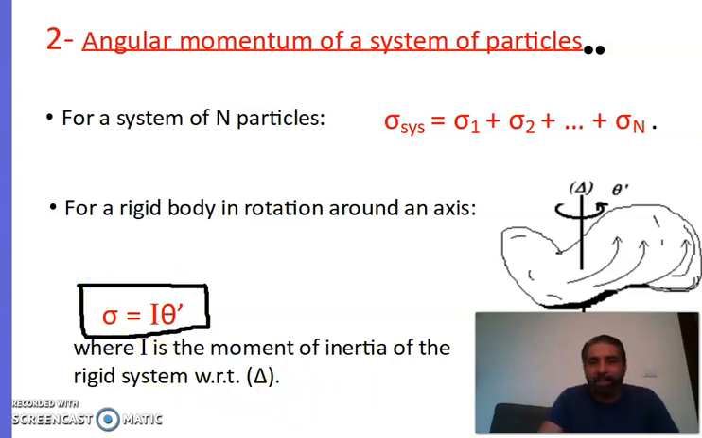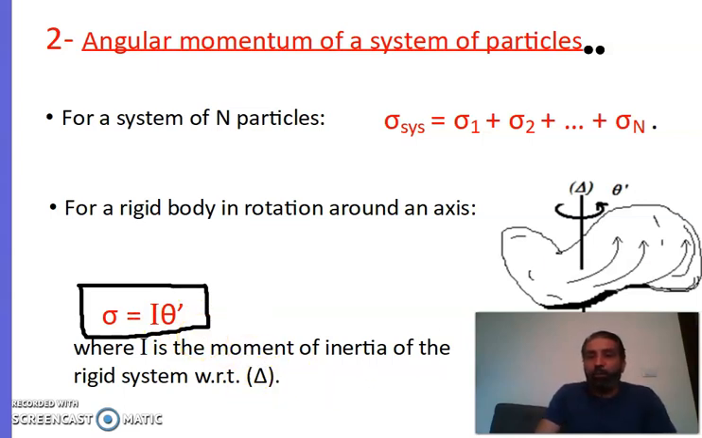But what's the difference here? The difference here is that I represents the moment of inertia of the rigid system. Clear? So I is always given. Because if this rigid body is a disk, then I is half m r squared. If it is a rod where the axis passes through its midpoint, it is m l squared over 12, etc. Okay, so I is given for the rigid body.